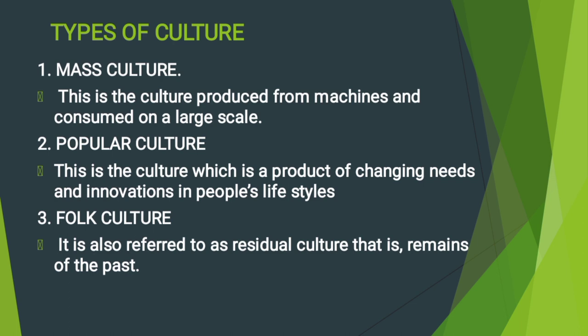The first one is mass culture. Mass culture is the type of culture produced from machines and consumed on a large scale. This type of culture is spread through electronic media, for example, television, the internet, and all those things. You are able to get some behavioral patterns and attitudes from the internet, or just by watching certain movies, you get some ideas there, and you start behaving just like that. So that type of culture is called mass culture.